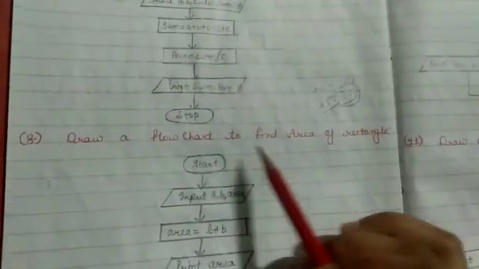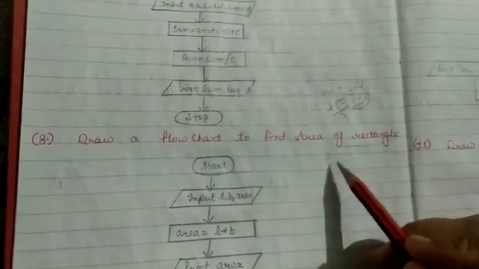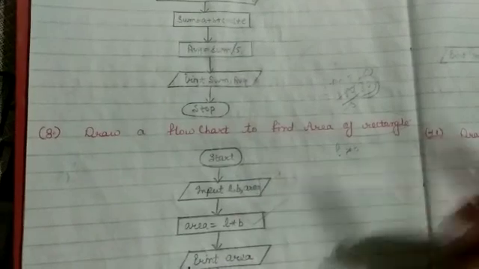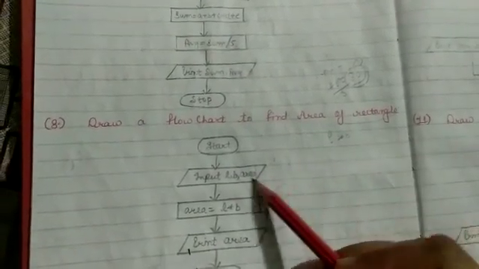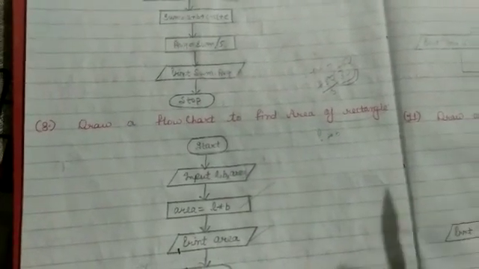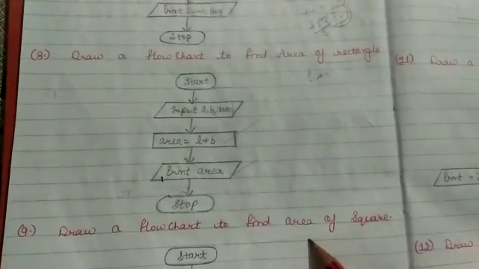Next, draw a flowchart to find the area of a rectangle. What is the formula of area of a rectangle? Length into breadth. Clear? So just write the formula in a process box and then print the area. Take two inputs, length and breadth, and an area variable. Clear?